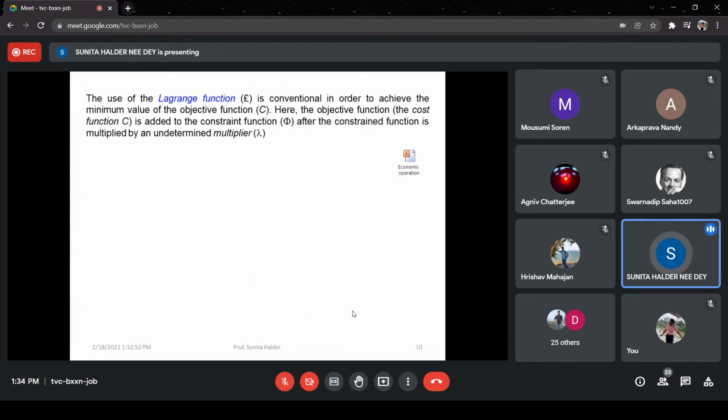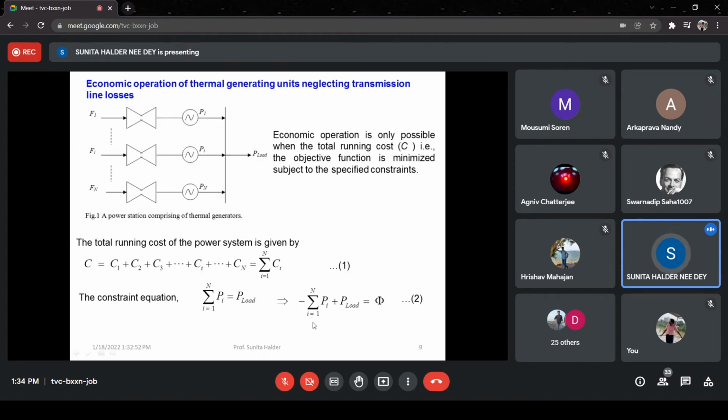Now there is a method, the Lagrangian function method, in which we derive a function from the cost function and the constraint function. Actually, this was the cost function, this is the constraint function. Using the Lagrangian multiplier technique, we derive a Lagrangian function, which will be the cost function plus lambda, the Lagrangian multiplier, multiplied by the constraint function, right?